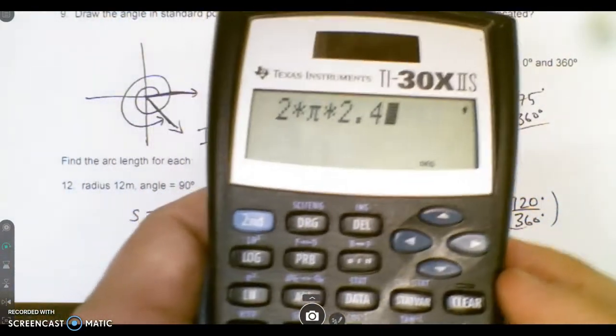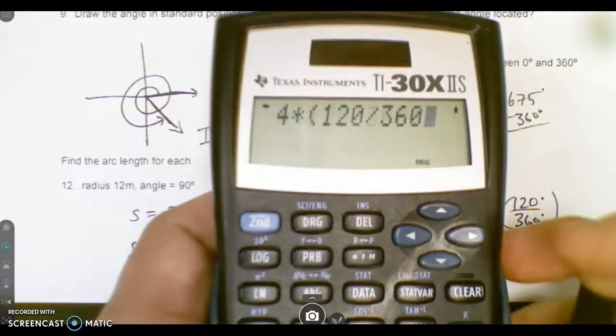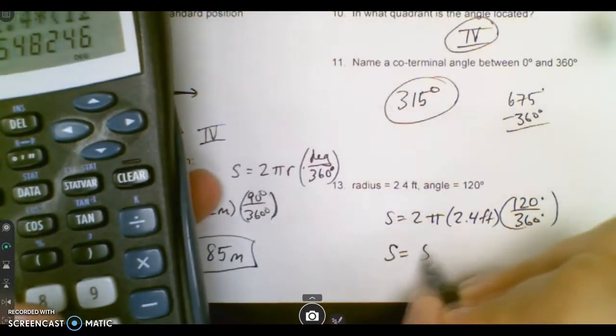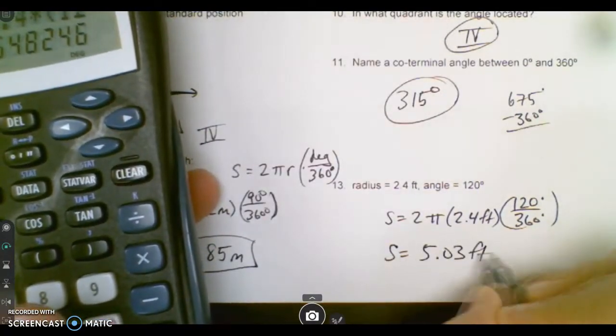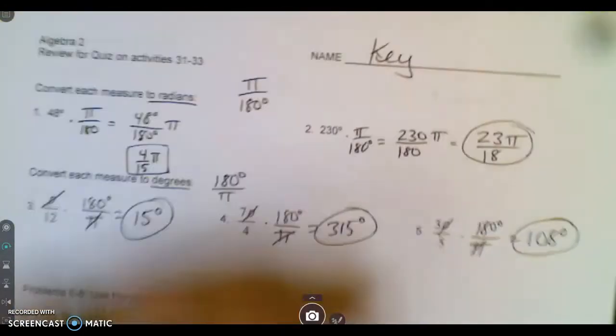2 times pi times 2.4 times 120 over 360. Boom. 5.03 feet. Just keep your units on there. It'll be awesome. Alright, moving on.